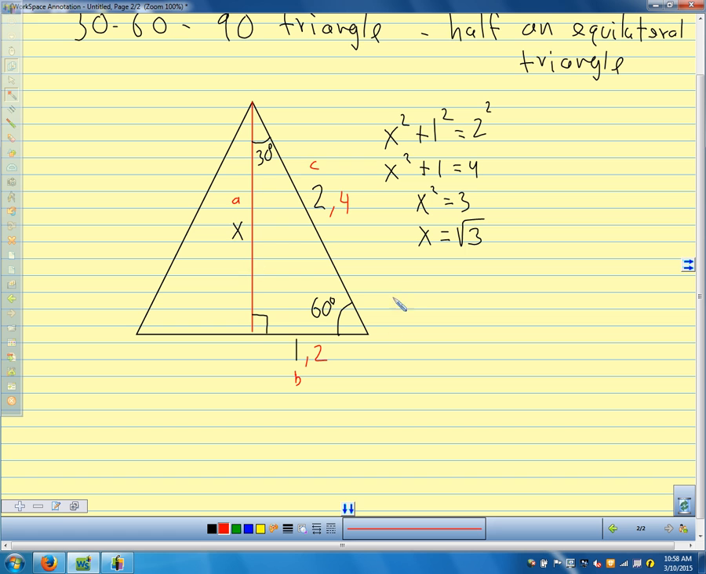Now let's find x for this one. X squared plus 2 squared equals 4 squared. So x squared plus 4 equals 16. Subtract 4 from both sides, I get x squared equals 12. X equals the square root of 12. And we want to write this in simple radical form. So that's 4 times 3. So we get 2 square root 3.